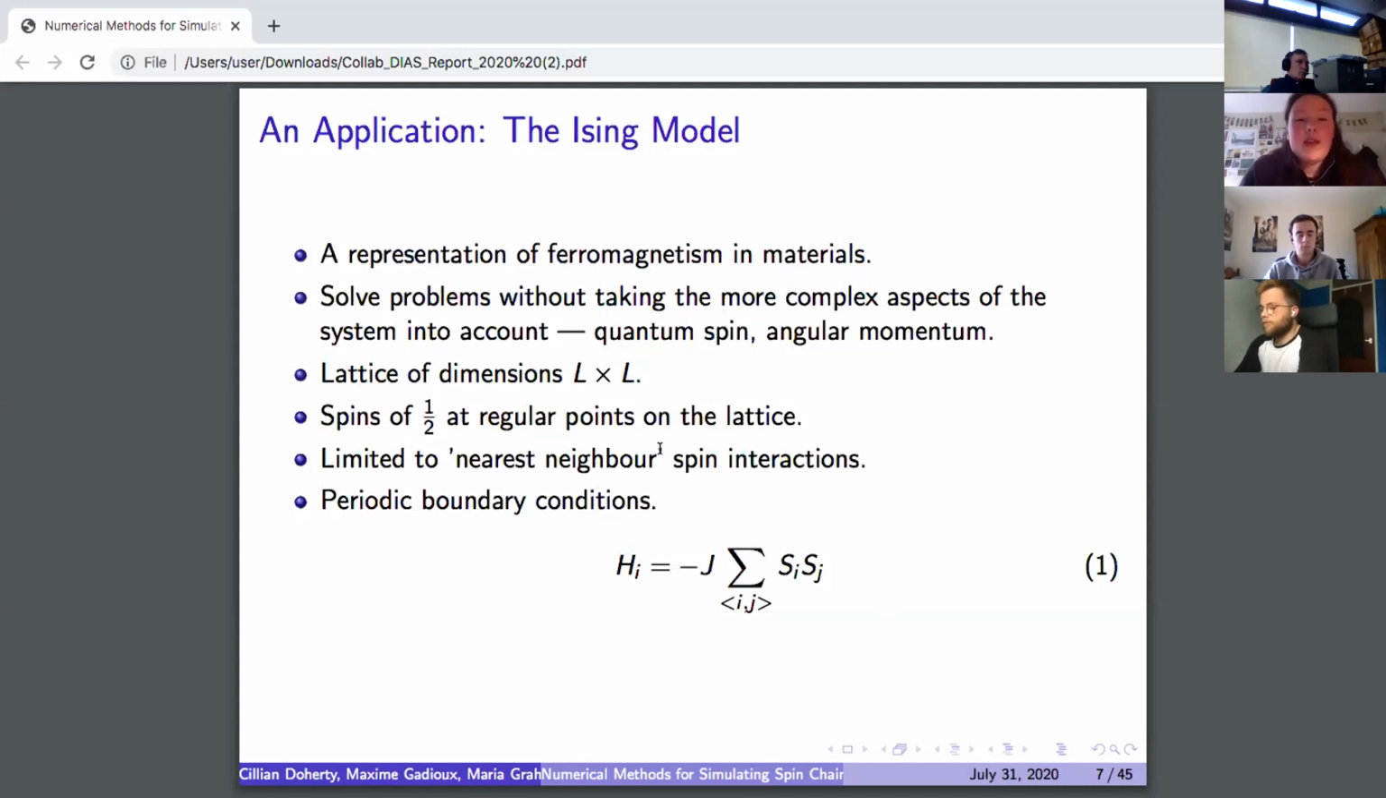So what that means is that they can only interact with the other spins that are below them, above them, and to the left and right of them. And then we enforce periodic boundary conditions on the lattice. The energy at a particular site i is determined by this equation here, where J is the coupling constant, s_i is the spin at site i, and it's summed over <ij>, where j are the nearest neighbors to i.